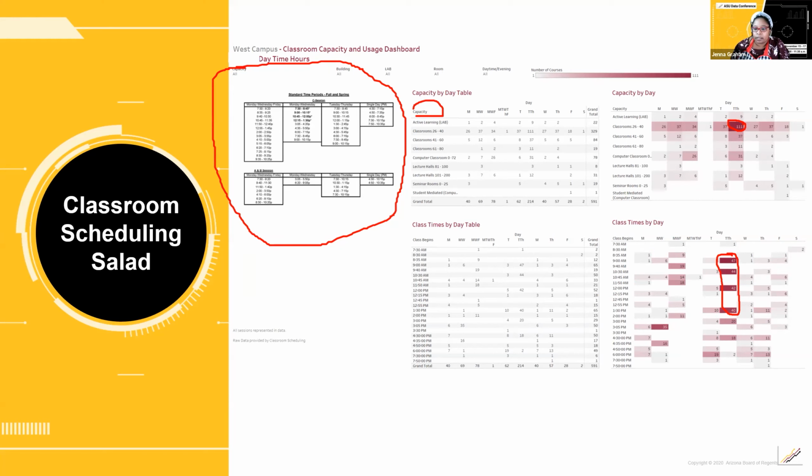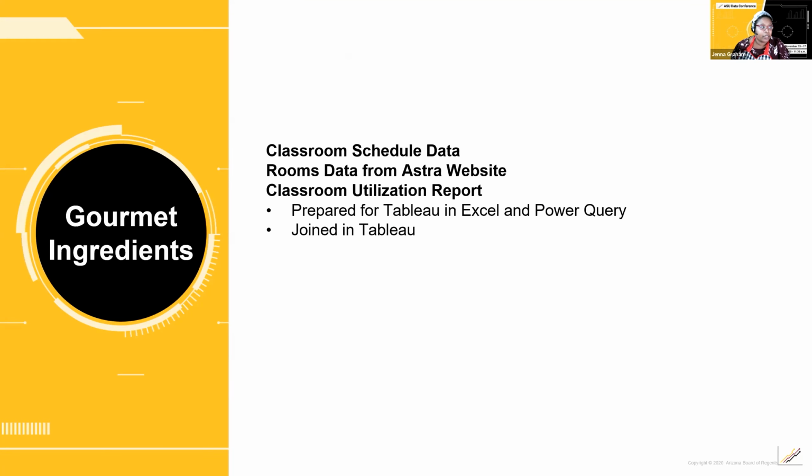Let's see, the ingredients used: classroom scheduling data, and there is a classroom scheduling website that is now a part of analytics. We also utilize some wonderful ingredients from the Astra website, and also some classroom utilization reports from Bill Stimson.